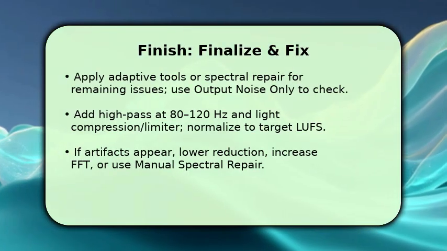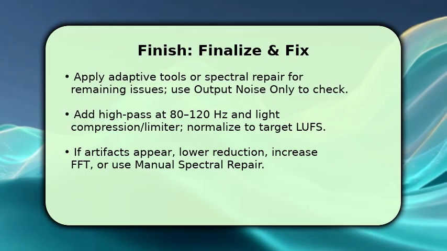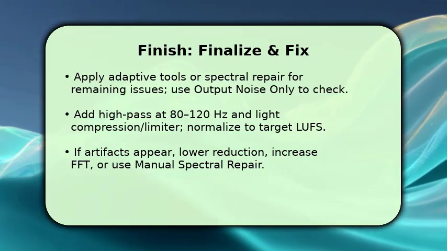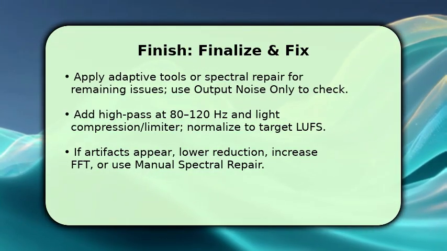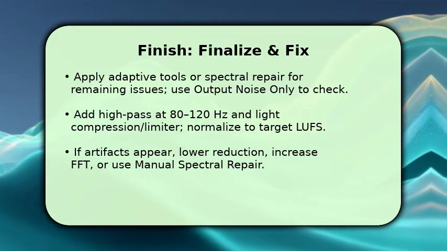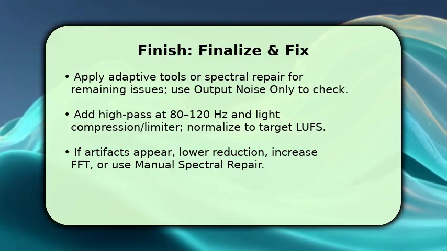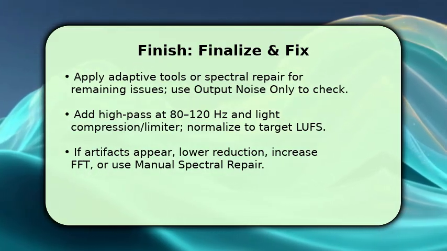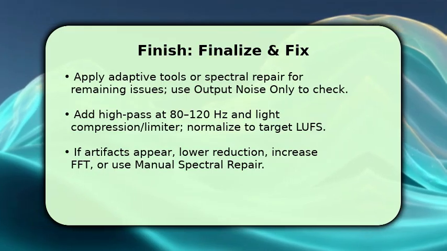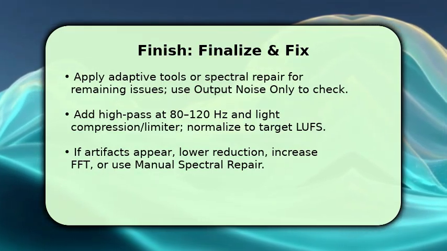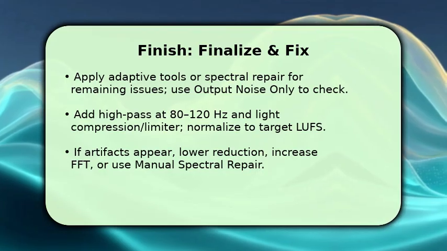To finish, run adaptive noise reduction or spectral repair for stubborn regions, but always toggle output noise only to confirm you're removing noise, not voice. Then apply a gentle high-pass filter at roughly 80 to 120 Hz to remove low rumble, followed by light compression or a limiter, and normalize to target LUFS for consistent level.